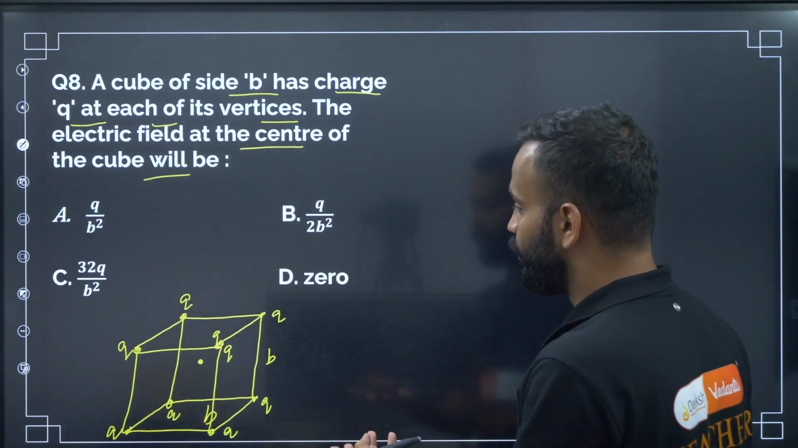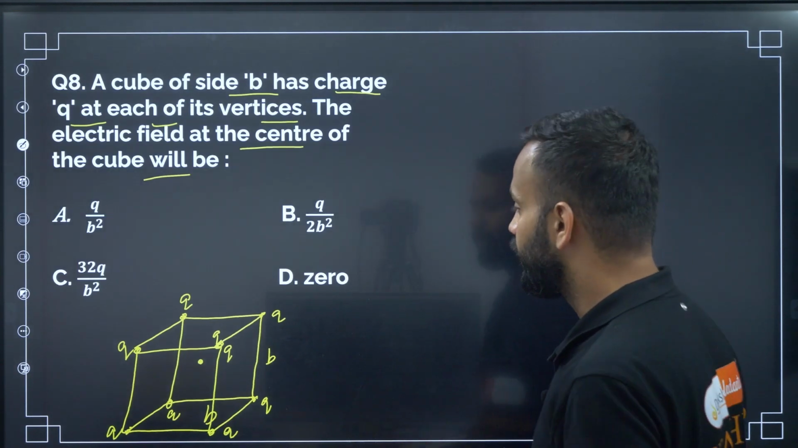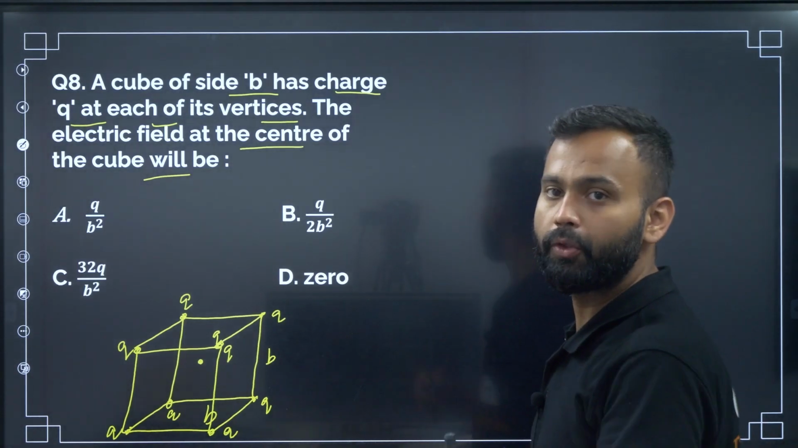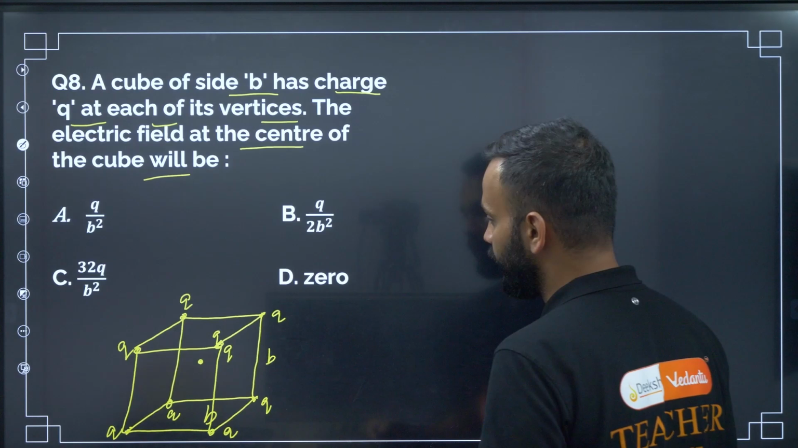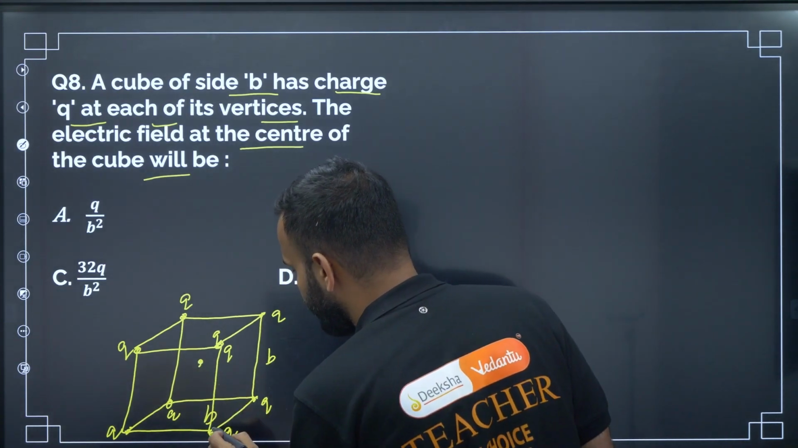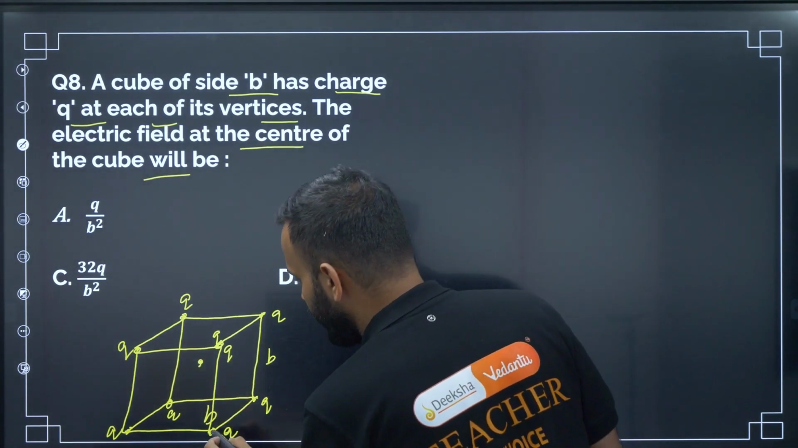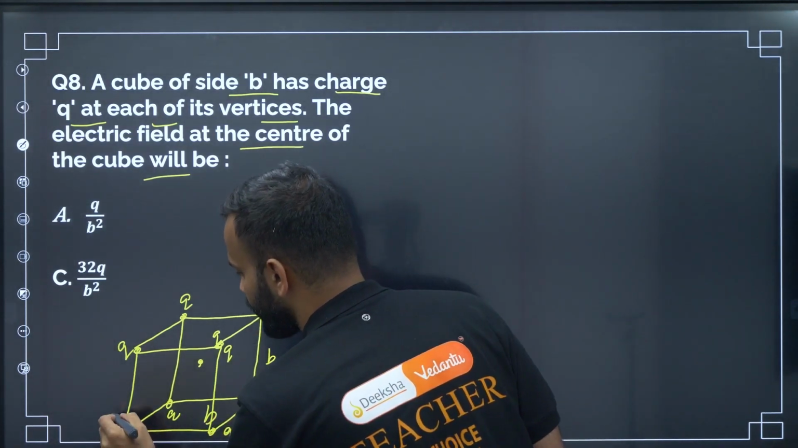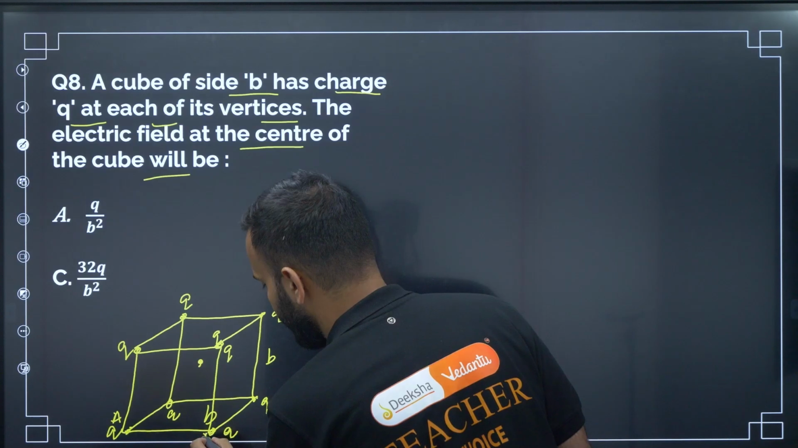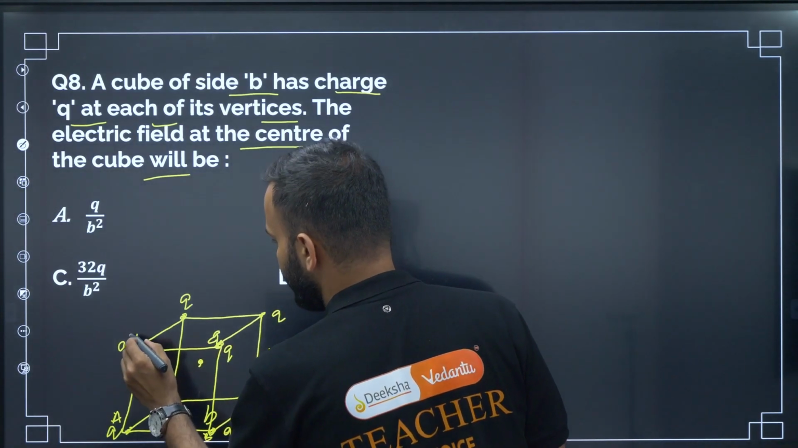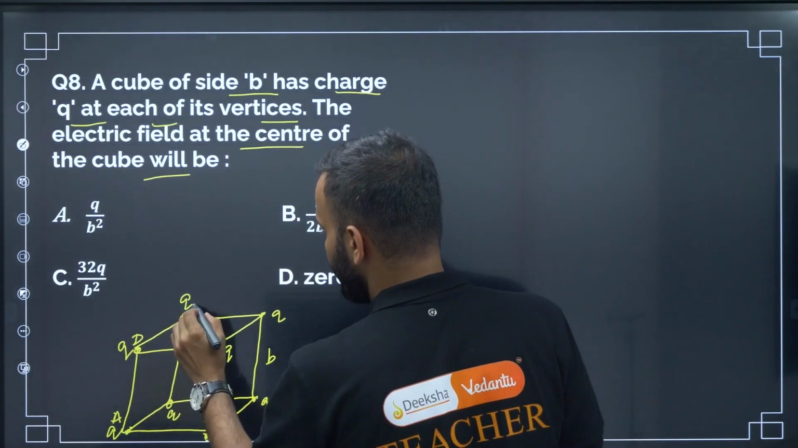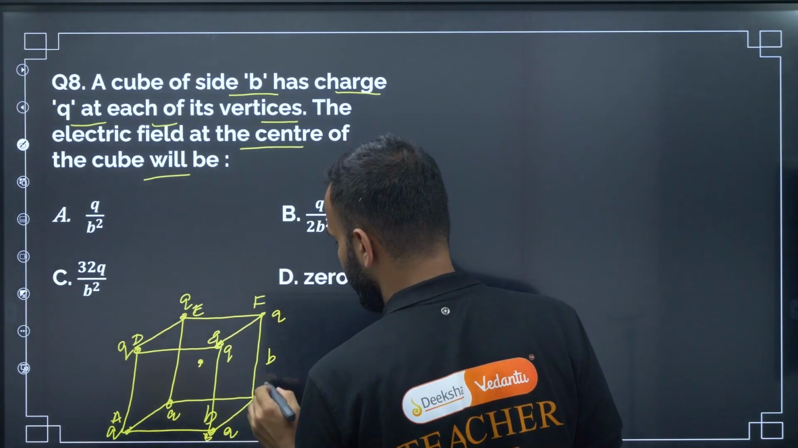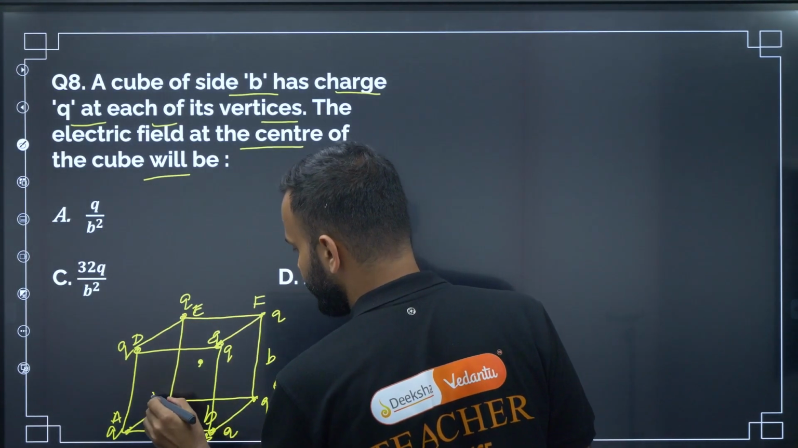So this one is a dead easy one, right? How to solve this one without using any formula? See here, the direction of the electric field. Before that, let's name each vertex. So this is A, B, C, D. Now E, F, G, and H.